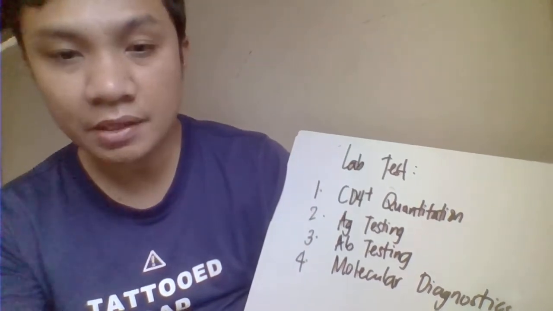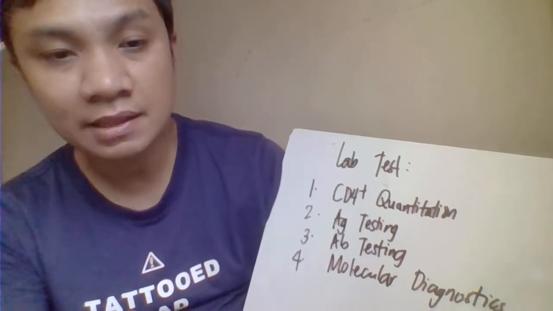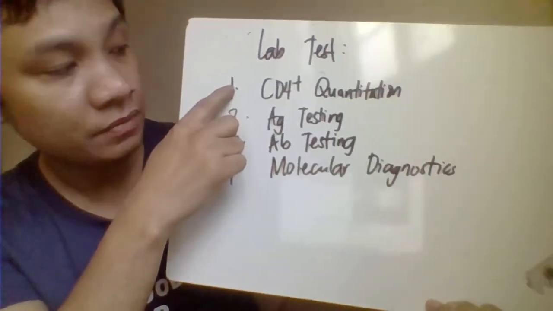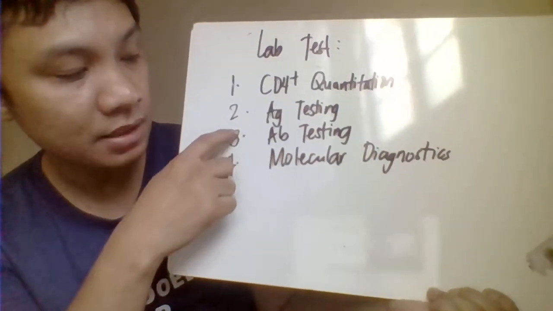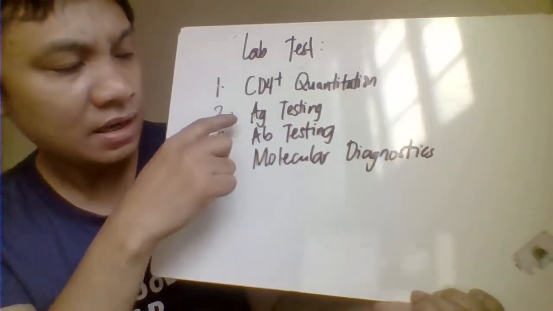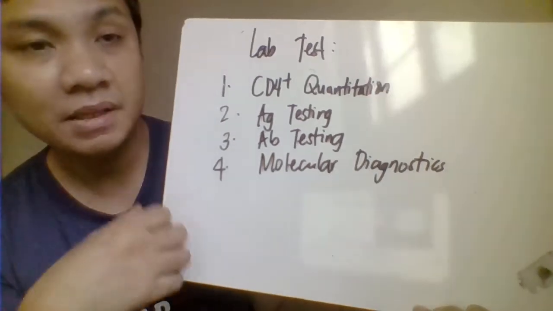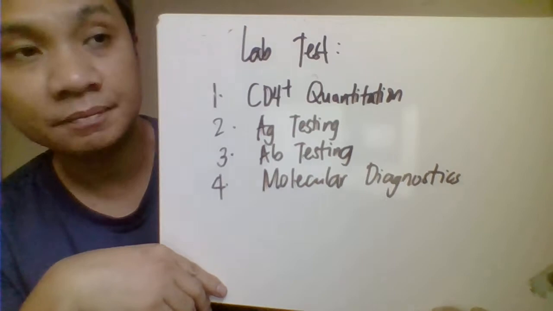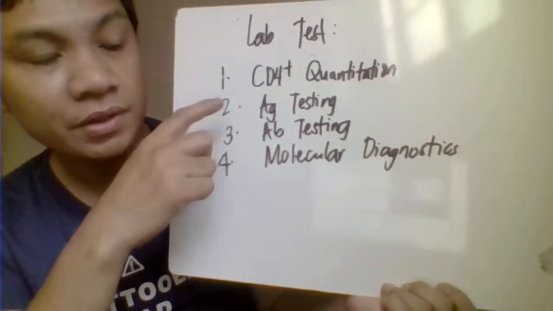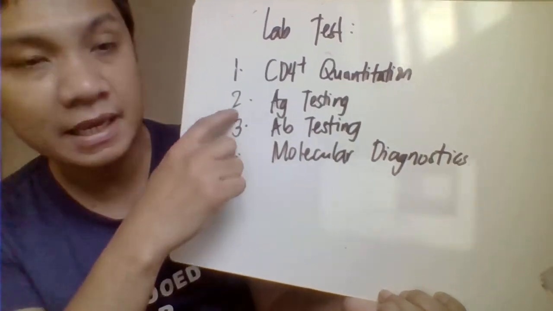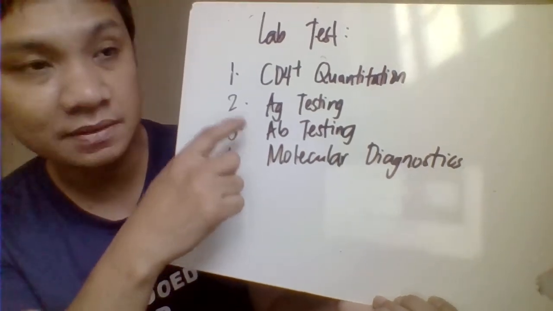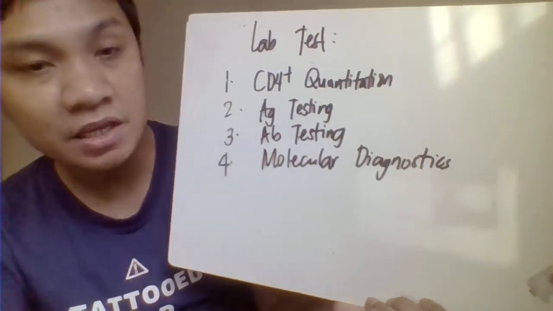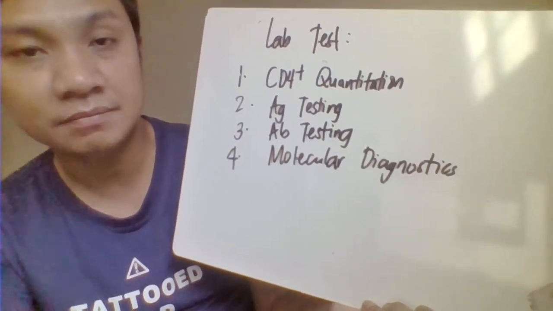Okay, for the laboratory tests, we could divide laboratory testing for HIV as: your CD4 count, antigen testing, antibody testing, and molecular diagnostics. Antigen testing is being done, but it's not that diagnostic because the antigen is usually produced in the earlier stage, and most likely the patient will already be negative when we test. So we rely more on antibody testing. We'll be discussing the principle of each of these.